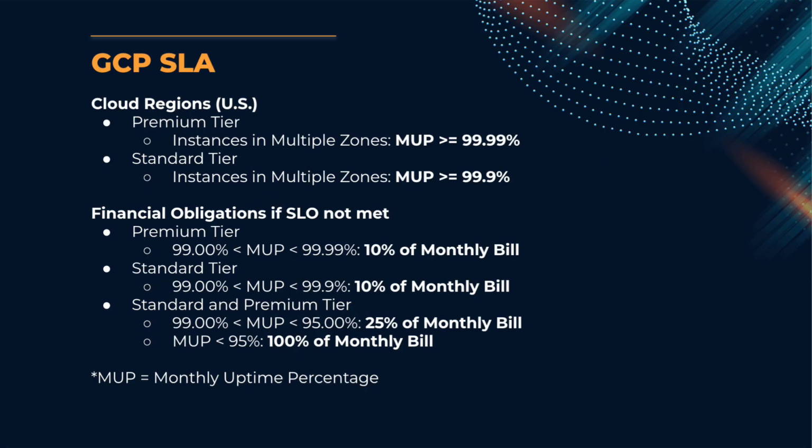Google Cloud's US regions offer 2 tiers: Premium tier with a monthly uptime percentage promise greater than 99.99%, and Standard tier with a monthly uptime promise greater than 99.9%. If these SLOs aren't met, you earn service credit refunds, which scale up to 100% as the monthly uptime percentage dips below 95%.